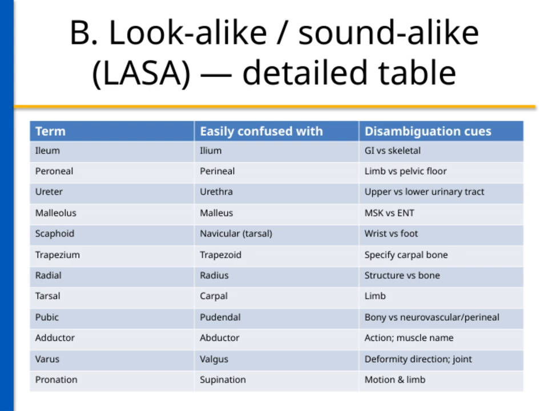Varus versus valgus. These terms describe deformity directions at joints. Varus means bending inward, valgus outward. Recognize the joint involved to interpret these correctly.